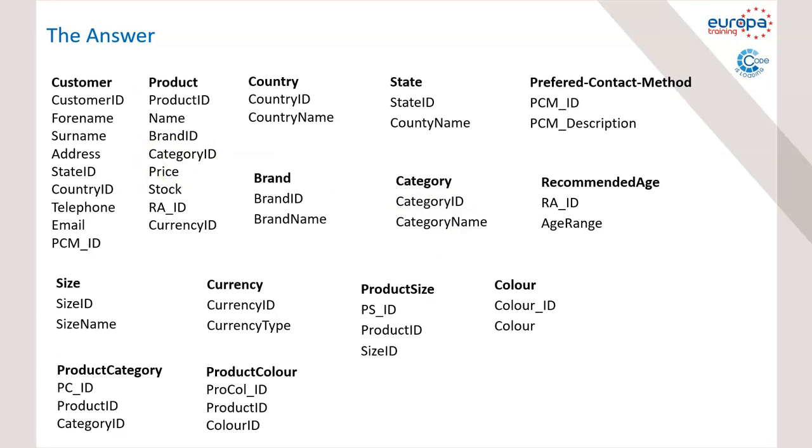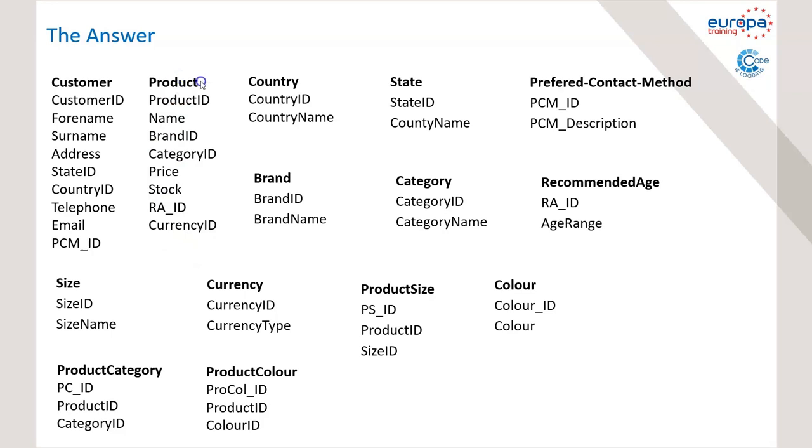So we would create a product category table that has the primary key and 2 foreign IDs linking the product to the category. So this product could be in multiple categories. The price is unique. The stock level is unique. The recommended age for this product is not unique. So again, we've created a new table for the recommended age. And the currency ID, again, is not unique because it could be available in many currencies. So again, we create a currency table.